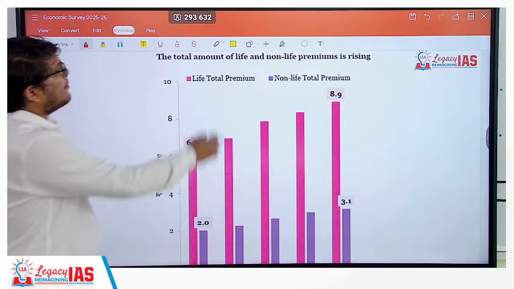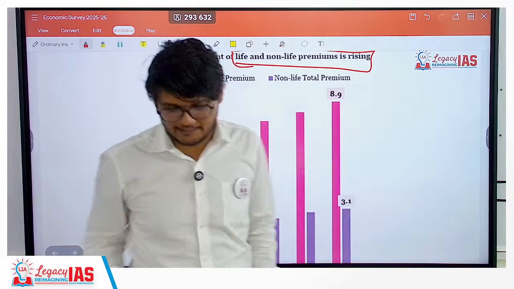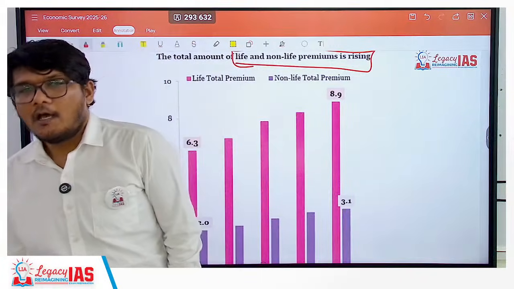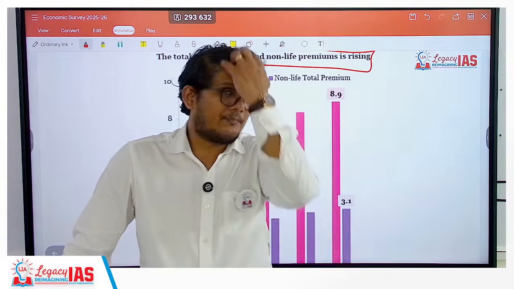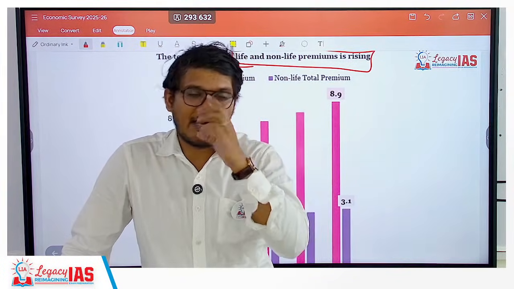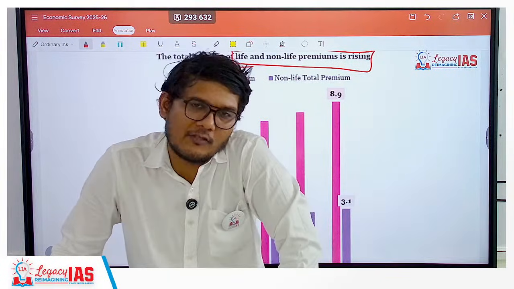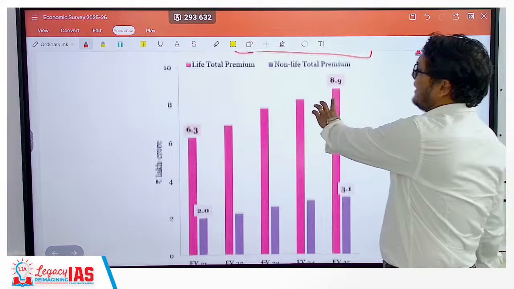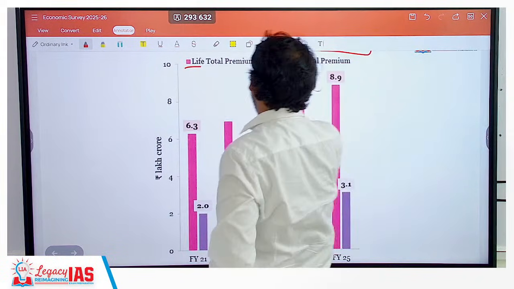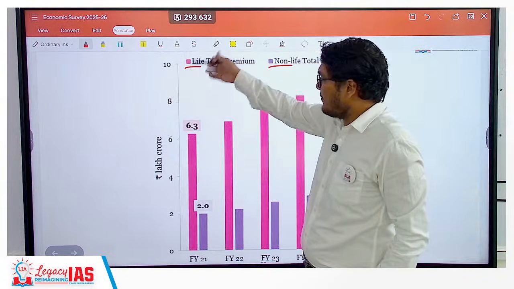Next is the total amount of life and non-life premium, which is also rising. Now, India has a target of increasing its insurance net and having more and more people under insurance, life insurance specifically, and then non-life insurance as well. This histogram showcases exactly that: in India, life insurance is increasing and non-life insurance is also increasing. How can we say that? Because the premium is increasing.